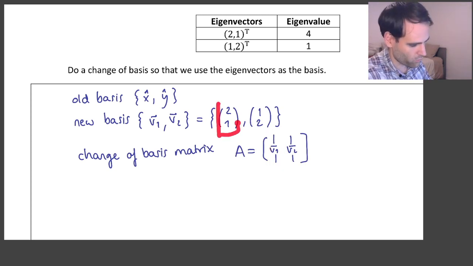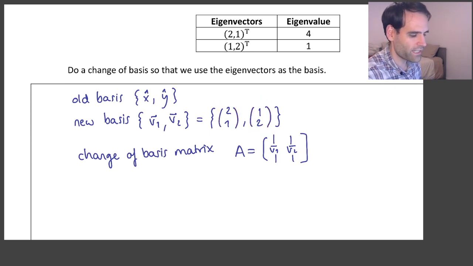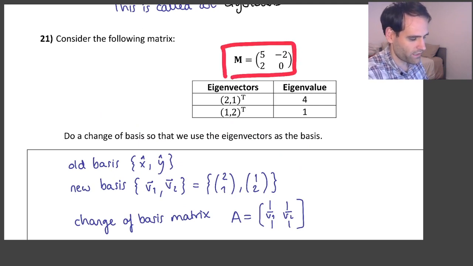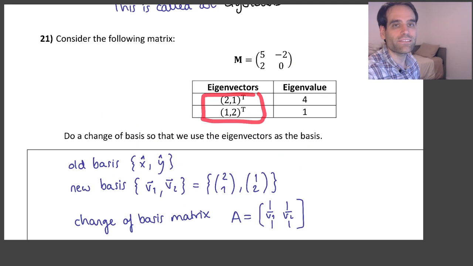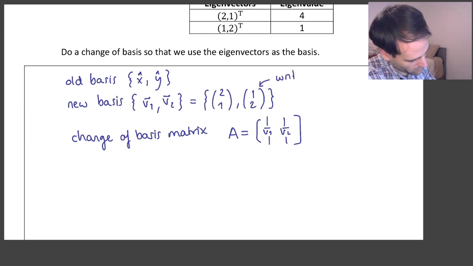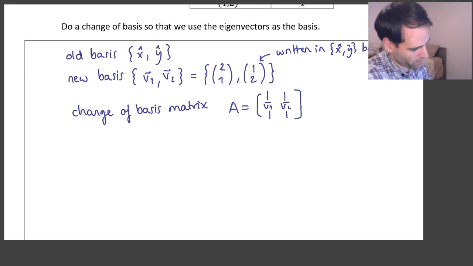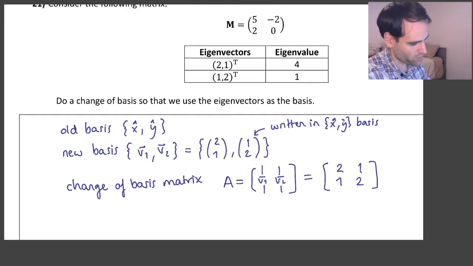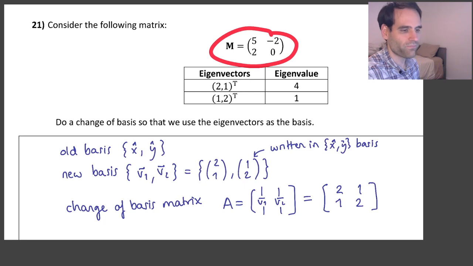So indeed, the vectors 2, 1 and 1, 2, they are written in the x hat, y hat basis, because that's the basis in which the original matrix was written, and that's the basis in which we calculated the eigenvectors. Okay? So they are already written in the x hat, y hat basis. Let's write it down. Written in x hat, y hat basis. So therefore, our change of basis matrix is going to be equal to 2, 1, 1, 2. That is going to be the change of basis matrix associated to the eigenbasis of this matrix.